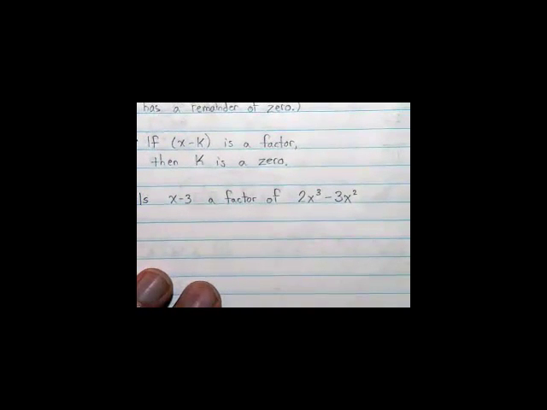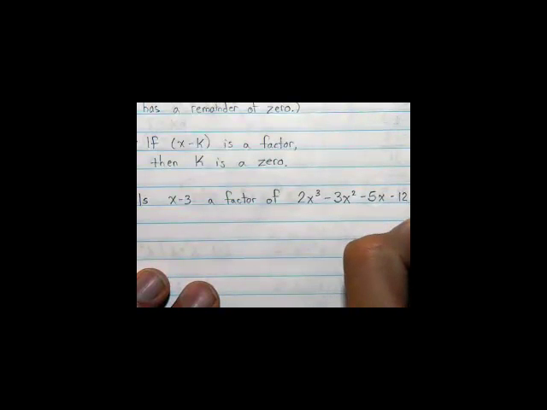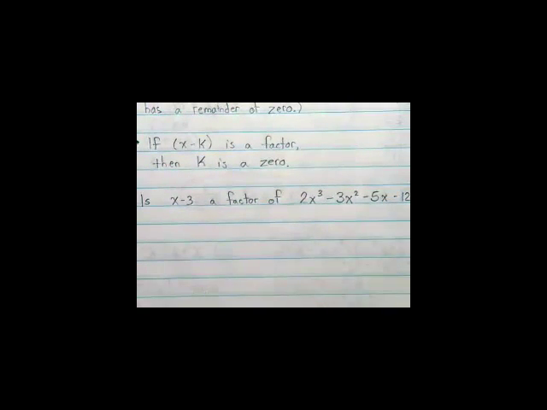So is x minus 3 a factor of 2x to the third minus 3x squared minus 5x minus 12? So what am I ultimately going to do to check that then? Divide them and then look for what? Look for 0. Look to see if the remainder is 0. If the remainder to the division is 0, it's a factor.